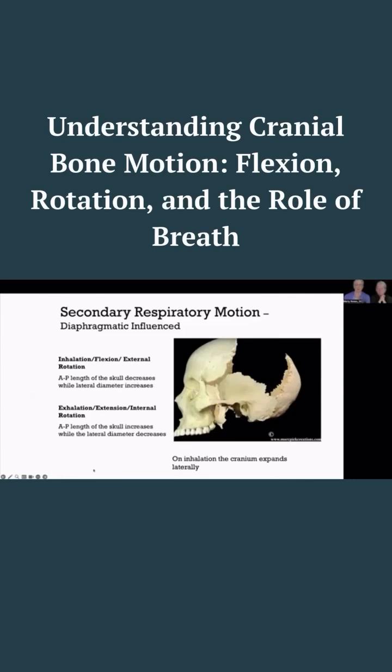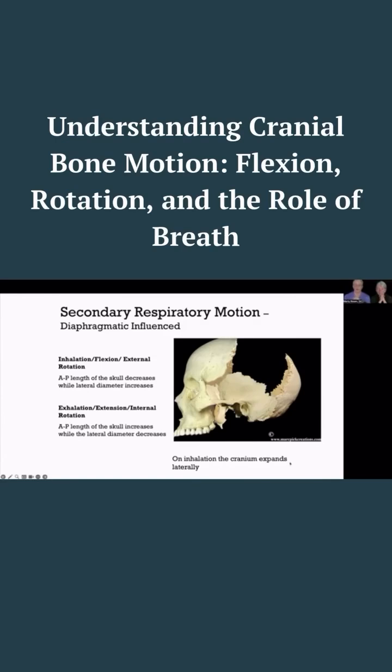Whenever we talk about inhalation, we talk about two things occurring in the cranium, flexion and external rotation. What that means is the bones like the occiput will go into flexion and extension, and then the bones like the temporal will go into internal external rotation. So we're not talking about the bones only moving in that direction. What we're really talking about is the global effect that inhalation and exhalation has on it.